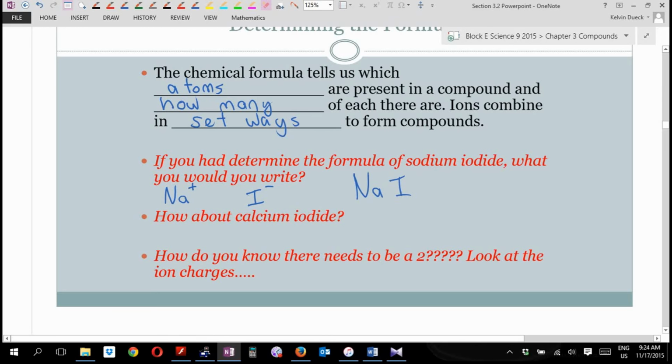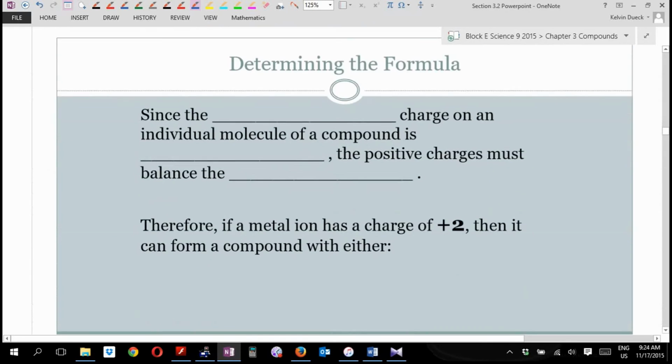How about calcium iodide? Well, what's the charge on calcium? The charge on iodide? What do you think? So how do you know there needs to be a 2? Look at the ion charges. Now, I'm going to give you eventually a shortcut, but for what it's worth, Alyssa, I'm arguing you can kind of do this intuitively if you're okay at math. You can kind of just do the arithmetic. Yeah? In theory? Good.